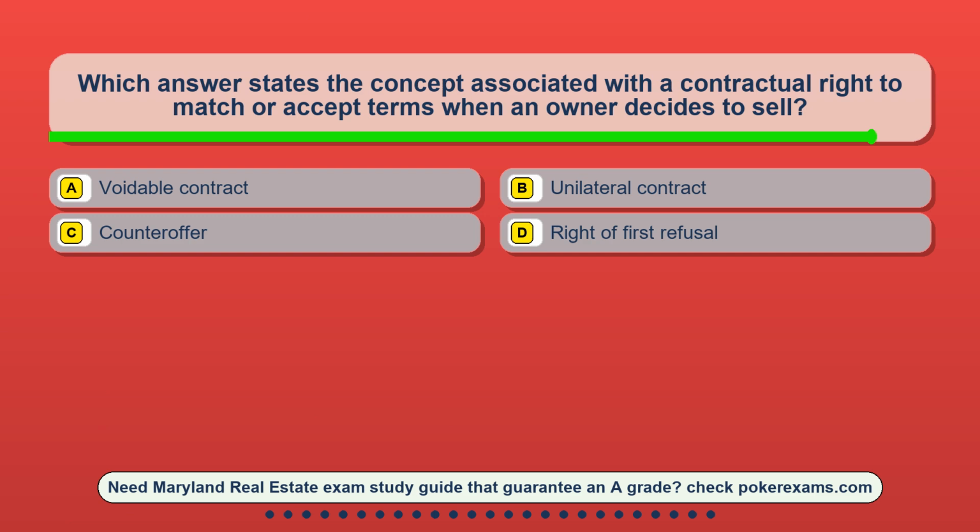Question 2. Which answer states the concept associated with a contractual right to match or accept terms when an owner decides to sell? Option A, voidable contract. Option B, unilateral contract. Option C, counteroffer. Option D, right of first refusal.